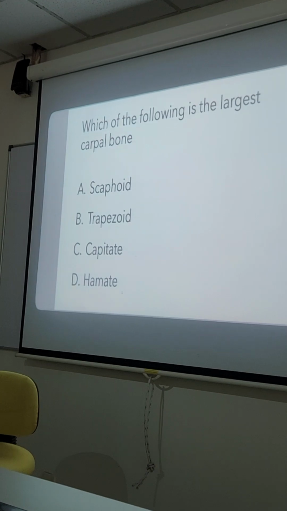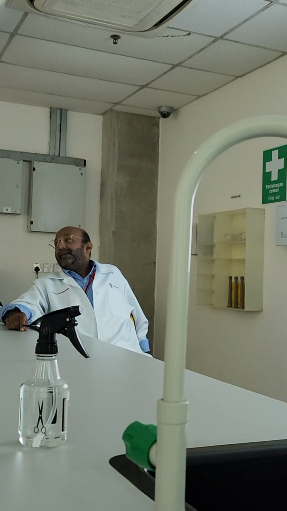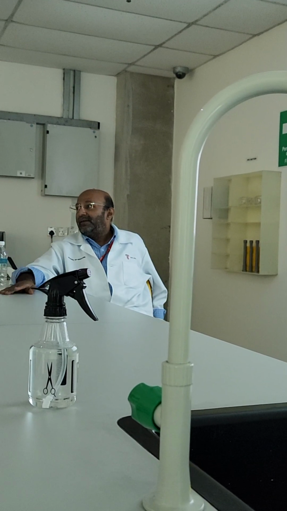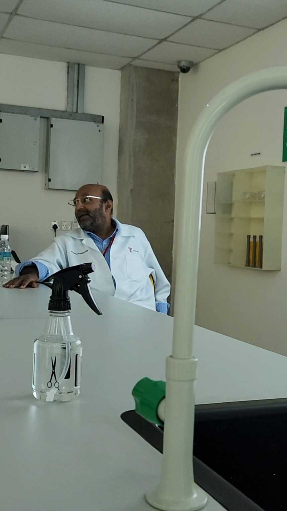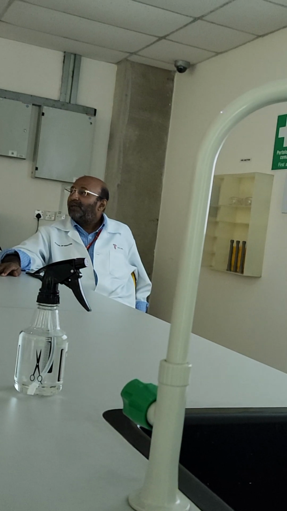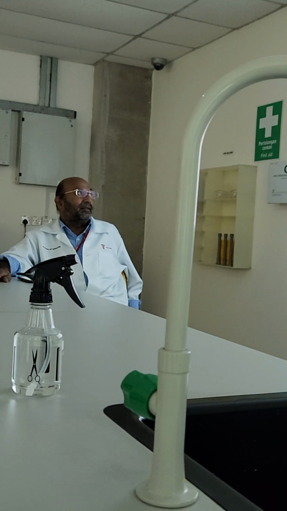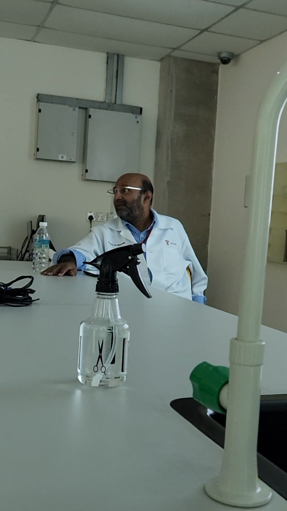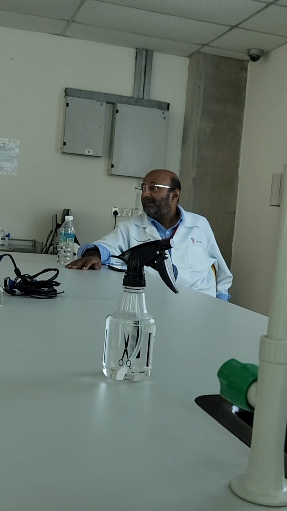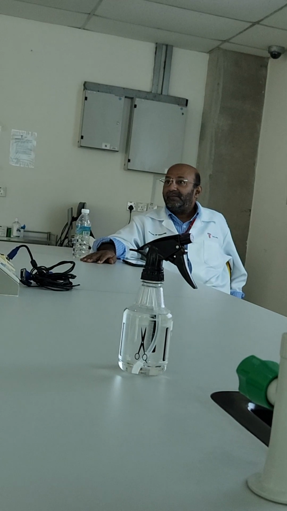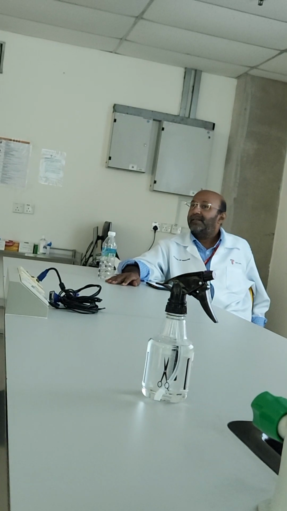Scaphoid. Yes, which is the largest? Scaphoid bone? Scaphoid. Answer is absolutely wrong. Capitate is the largest bone. Clear? What are the two characteristics of capitate? One, it is the largest. What is the other importance of the bone? Yes.